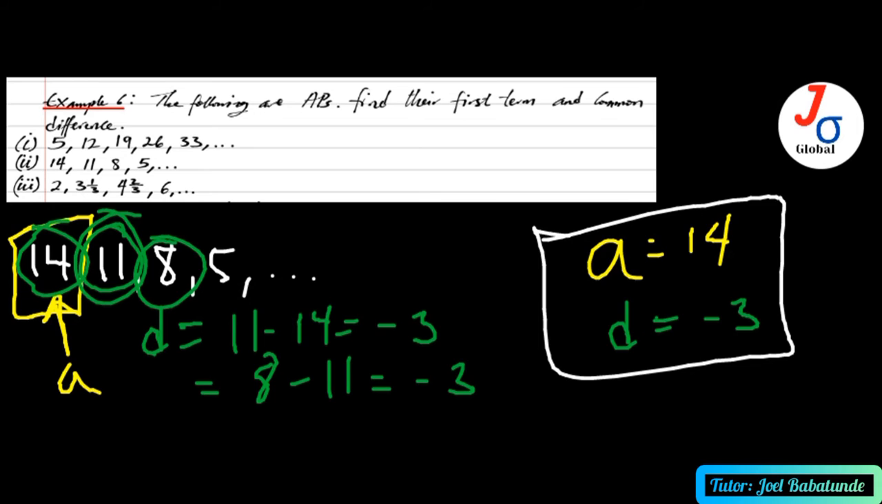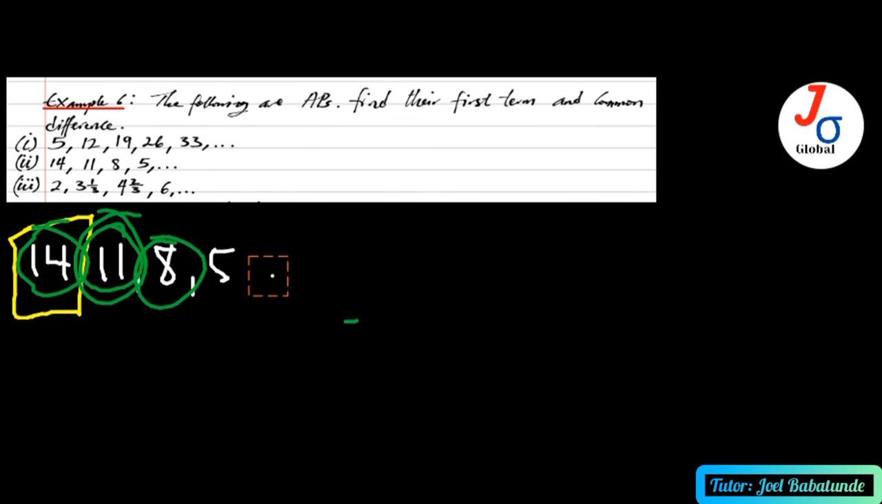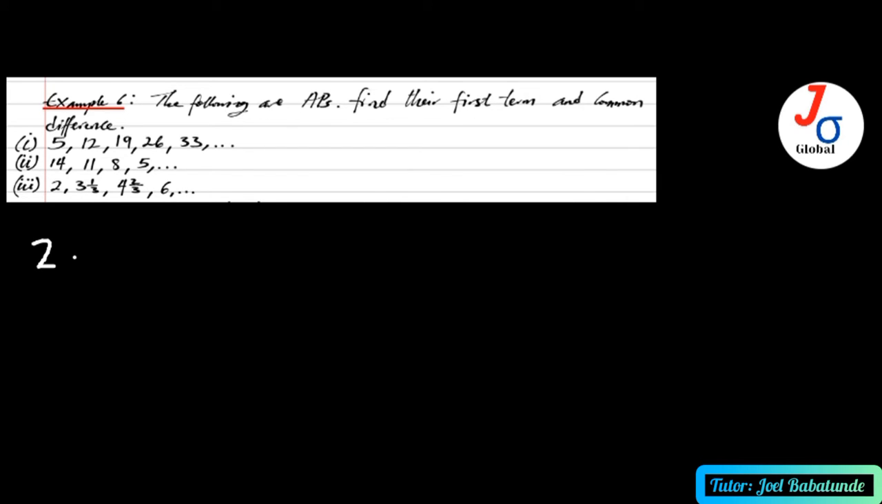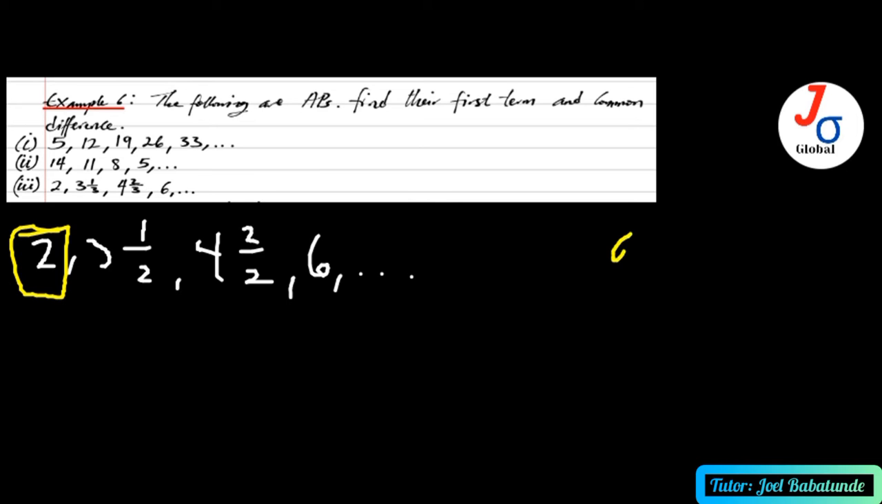All right, so let's move to the third one. We have 2, then 3.5, then 4 and 2 over 3, then 6, and so on. All right, so what's the first term? We see that the first term is actually 2. That's A equals 2. Then we have the common difference, and that's D equals this minus this.